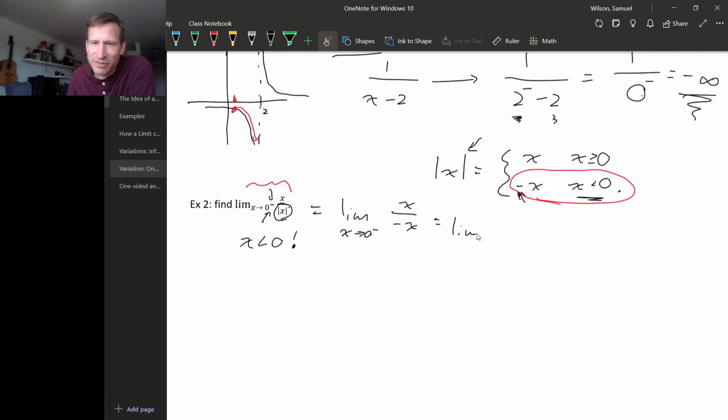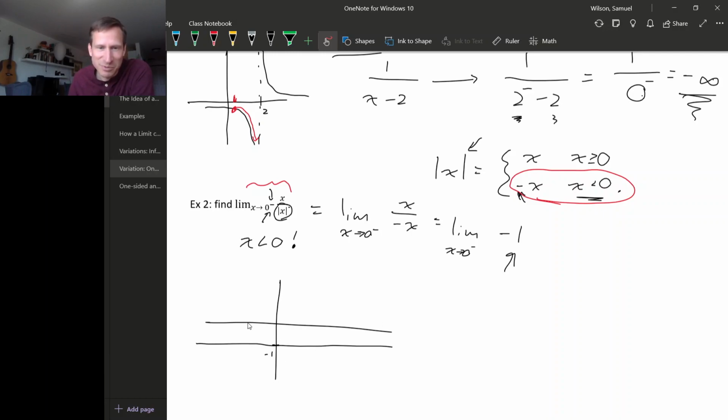Now we can simplify this. x over negative x is minus 1. So the limit as x goes to 0 from the left of negative 1. Well, you know, the graph of this function looks like this. So as we approach 0 from the left, the corresponding point on the graph does this. So we're just going to get minus 1.